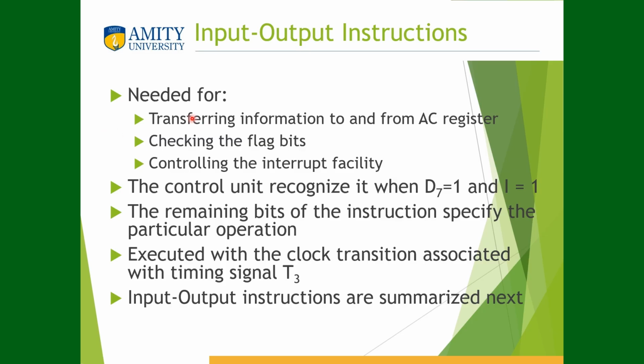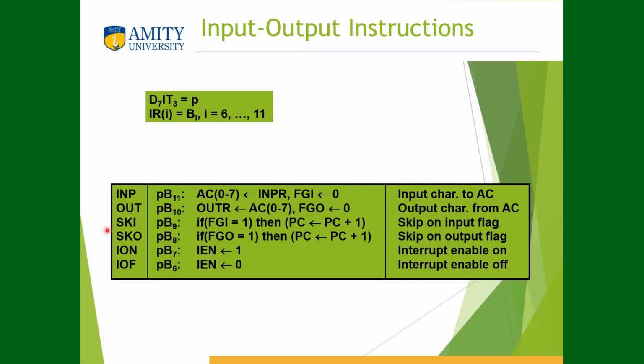Input-output instructions are needed for multiple purposes, such as transferring information to and from AC, checking the flag bit, and controlling the interrupt facility. The control unit recognizes it when D is 7 and I is 1. Since we studied the input-output reference instruction, the code is 1111, and the remaining bits specify the operation. The clock transition is associated with timing T3 as always. These are the following input-output instructions from B6 to B11. These are the instructions that can be carried out.